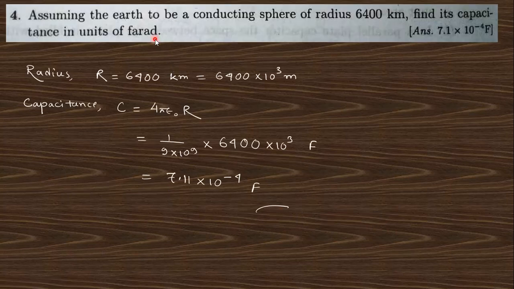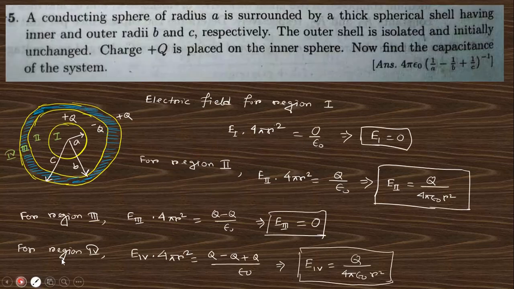Go to the next one. Assuming the earth to be a conducting sphere of radius this, find the capacitance in farad. You know for the radius in SI units, the capacitance is 4 pi epsilon naught r. Putting the value, 1 by 4 pi epsilon naught is 9 into 10 to the power 9, and r is this. So if you put the value, you will get this answer. Next question.